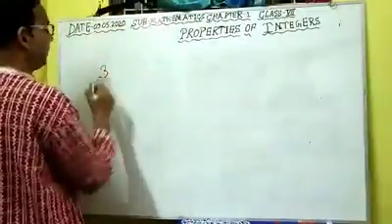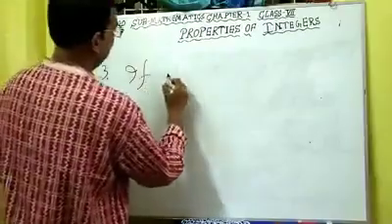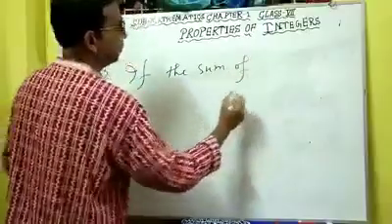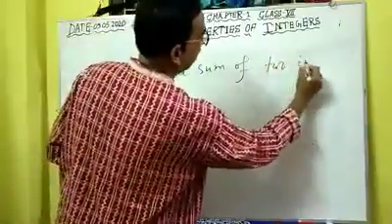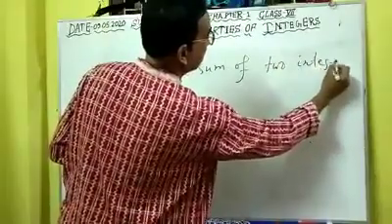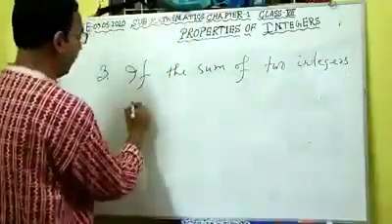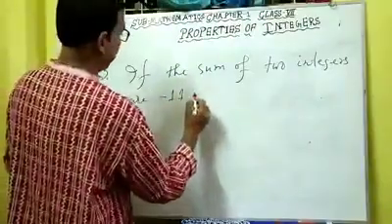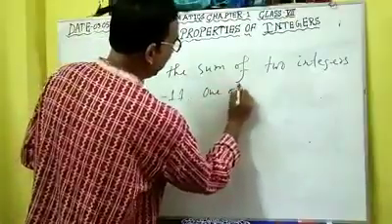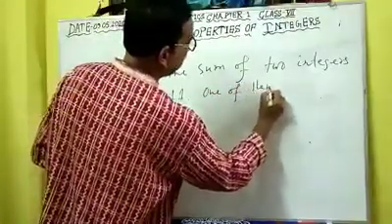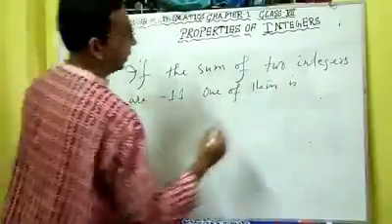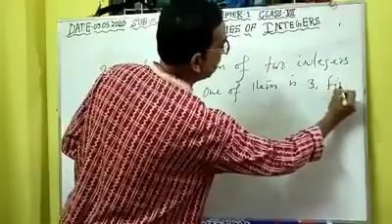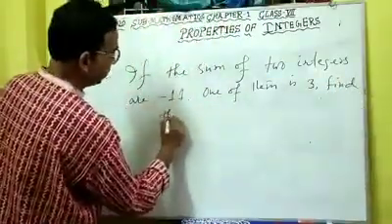The third problem is, if the sum of two integers is -11, and one of them is 3, find the other number.